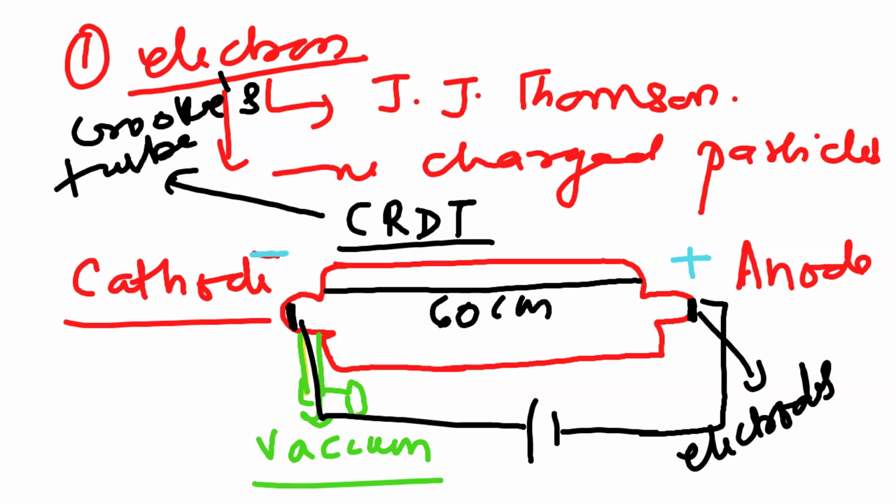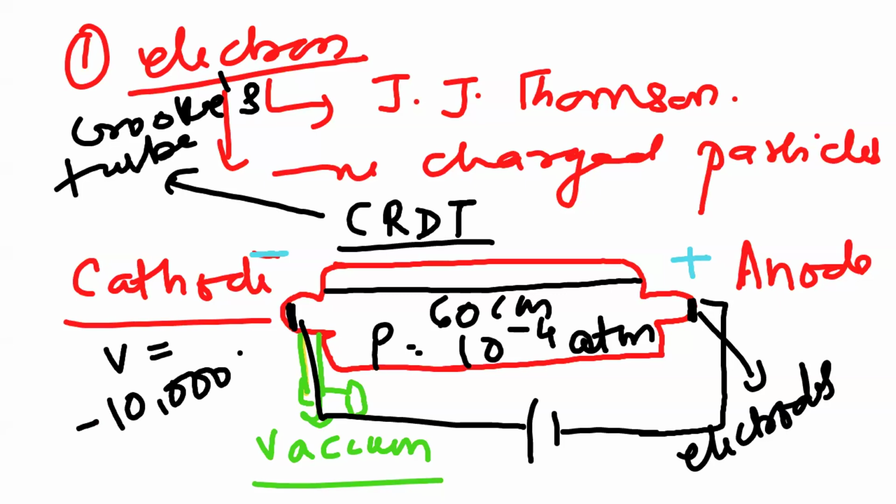Now, a gas was enclosed at a low pressure, and the pressure maintained here is 10 raised to minus 4 atmosphere. When such a low pressure was maintained and it was subjected to a high voltage, nearly 10,000 volt, invisible rays started originating from the cathode. Towards the anode, it started producing light greenish colored rays. It depended upon the gas which was used.